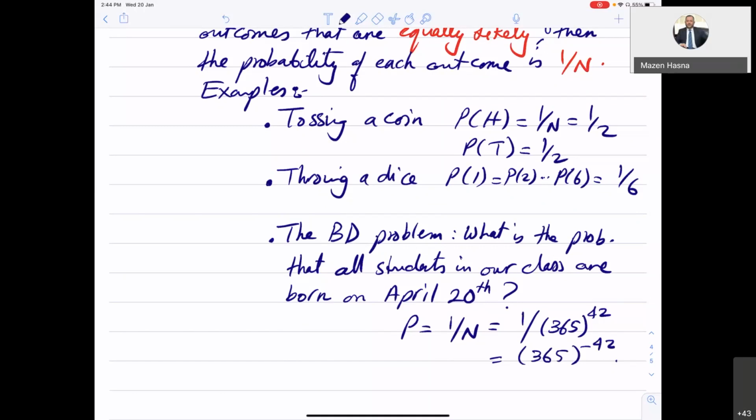Assumptions that people do not control the birth date. I know now there is more control. People like to have birth on the New Year Eve or certain days of the year. But there are many assumptions that every day has the same probability. Okay.